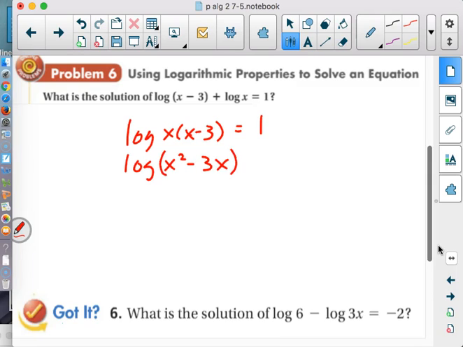I'm going to keep my little parentheses around the whole thing there so that we know it's the logarithm of all of that. Now we have one logarithm. Now we can snail shell if we know the base. What's the base? It is 10. Yeah, LOG is base 10. So this is going to say 10 to the first equals x squared minus 3x. Oh. Okay, well I know 10 to the first is 10.